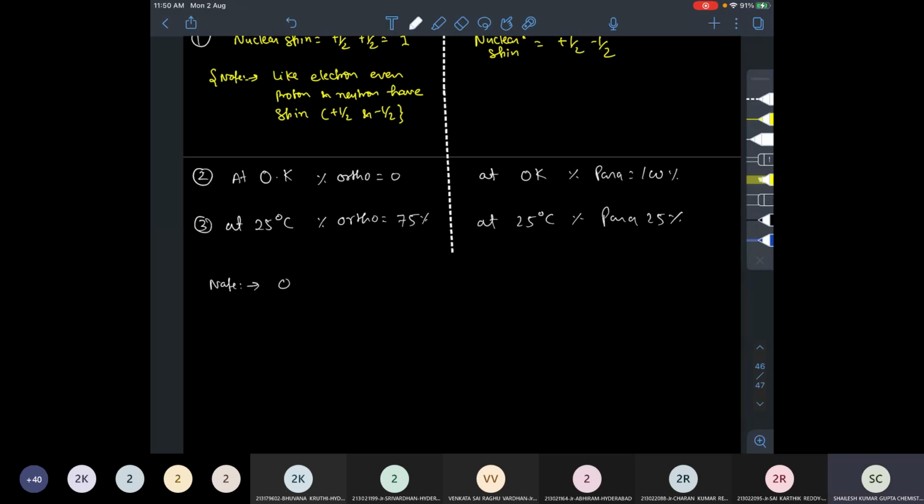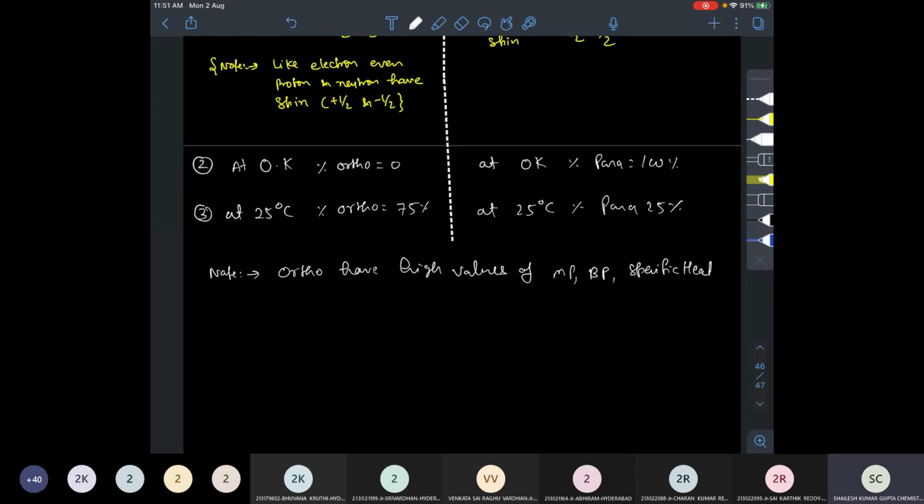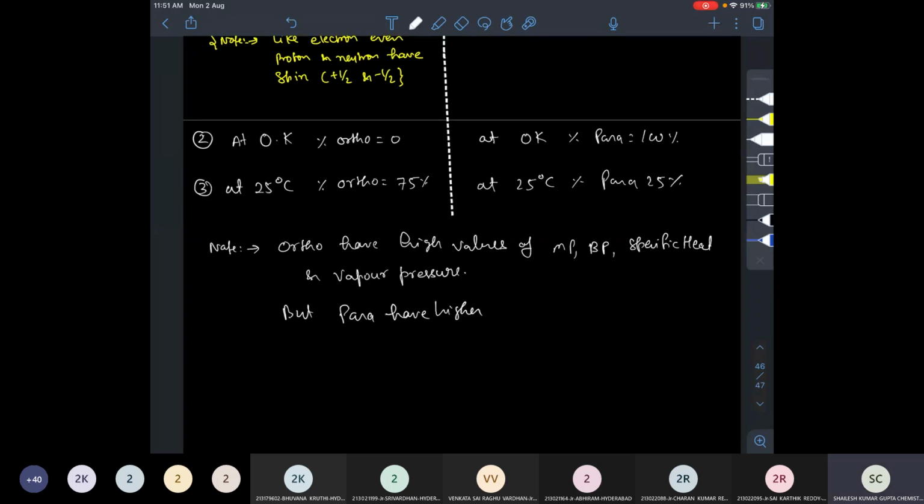Let's look at the other property as well, and you write it separately. Note, ortho has higher values of melting point, boiling point, specific heat, vapor pressure, but para has higher conductivity.